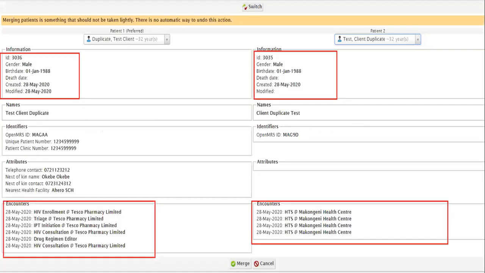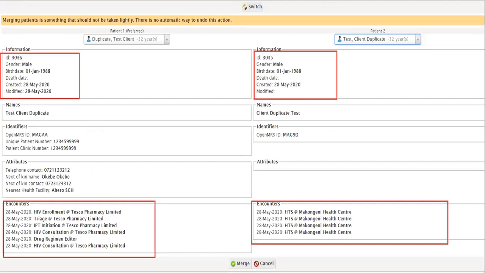Next. This is just a sample, illustrating this. We have a person who we are calling duplicate test client, age 32 years, as patient 1. Patient 2, again, test duplicate client. If you look at the demographics, everything matches, including the date of birth, the names match. But when you start looking at the OpenMRS ID under identifiers, you see that the OpenMRS ID is different.